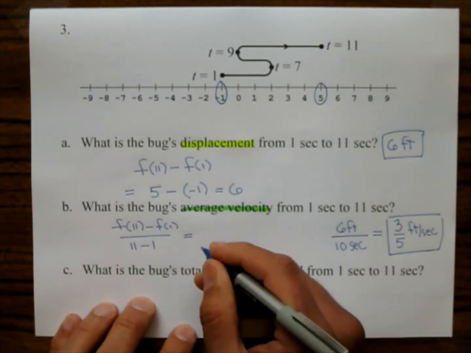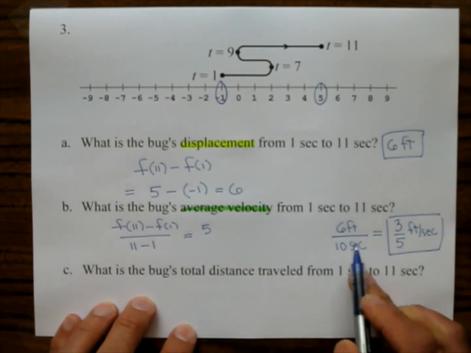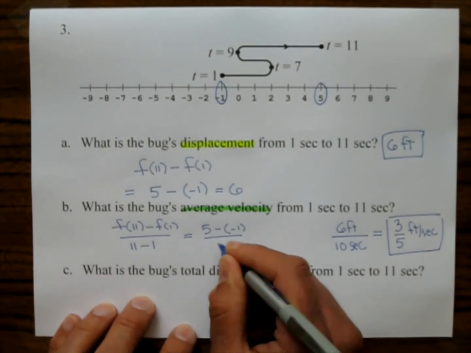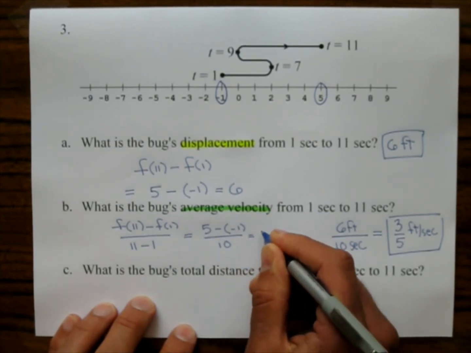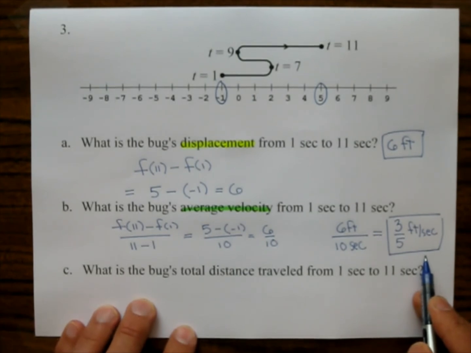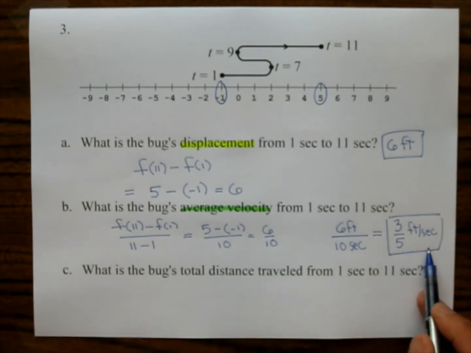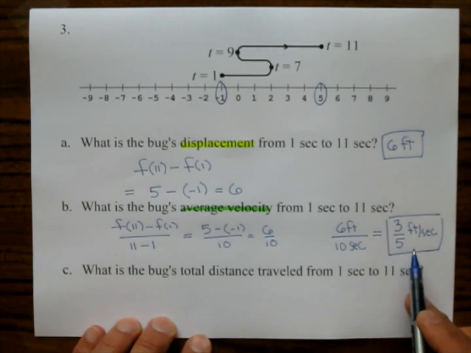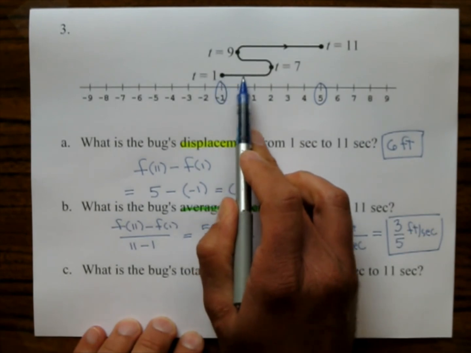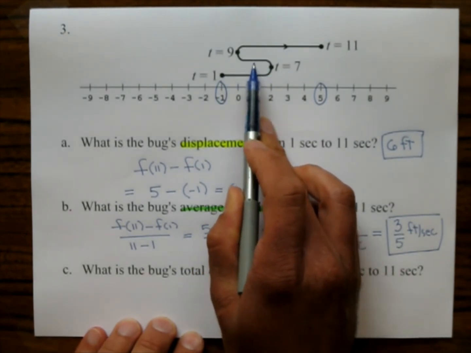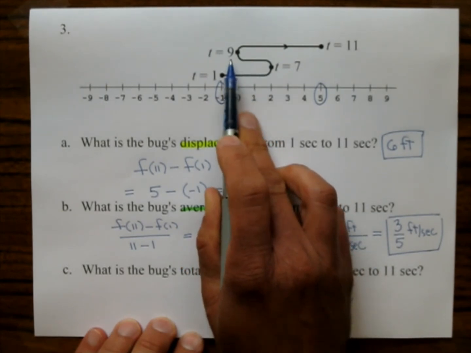So f of 11, we already did that calculation. That's why we just put the 6 feet there, but I'll do this again. And then on the bottom we have 10, and this is 6 over 10, which gives us our answer. So the average velocity is 3/5 feet per second. It is a positive average velocity, but know that the average velocity doesn't mean you're always going that velocity, and as we can see, the bug is going in a negative velocity between time 7 and time 9.